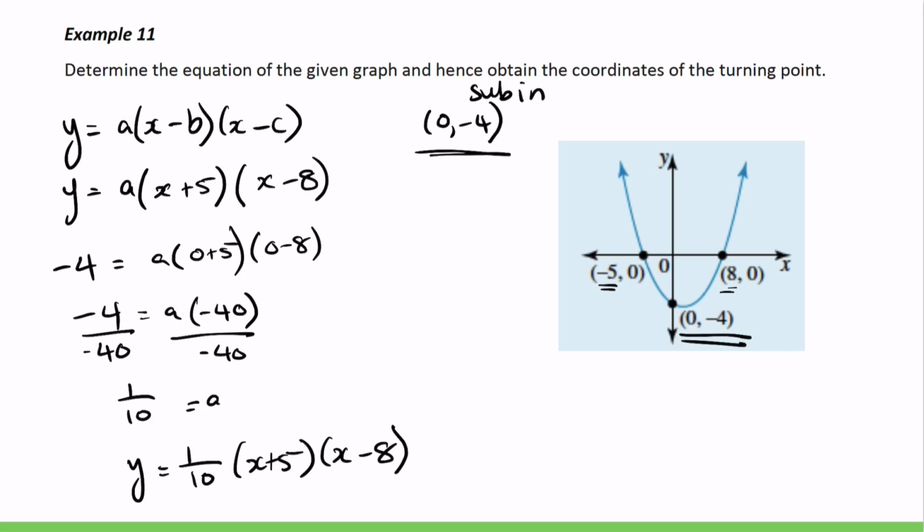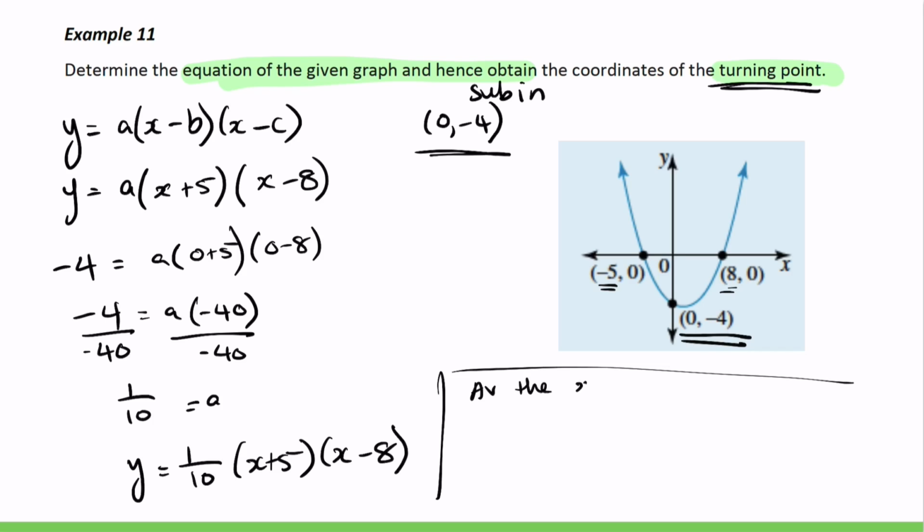Now that's the first part of the question, the equation of the given graph. Find the equation, and then what it wants us to do is to obtain the coordinates of the turning point. Now I can go ahead and expand this and then try to complete the square, but that seems like a long process. Another way that we can find the turning point is by averaging out our 2 x-intercepts and then substituting that value into the equation in order to find y. So that's probably going to be the easiest way to do it.